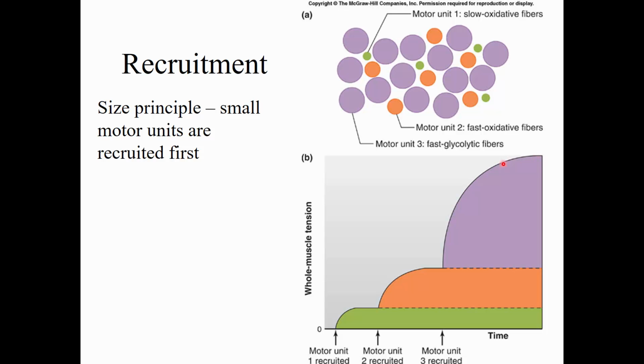We haven't talked about types of muscle yet, but you may know we have fast twitch fibers and slow twitch fibers. The slow twitch fibers don't fatigue, but they stick around a lot, and they have the lower thresholds, and they're recruited first. Then we recruit the middle-sized ones, then we recruit the big ones.